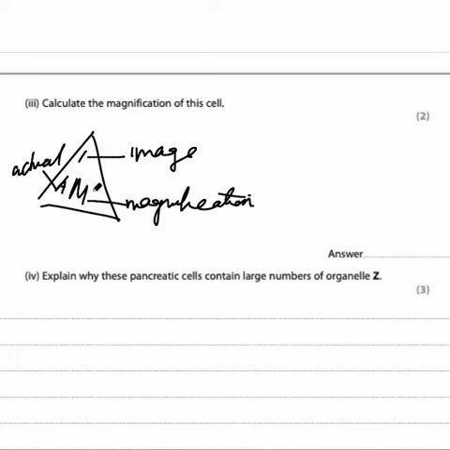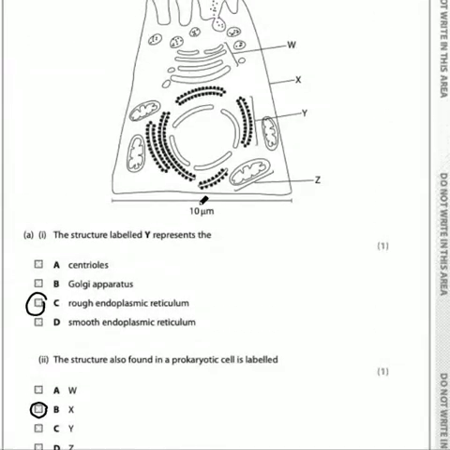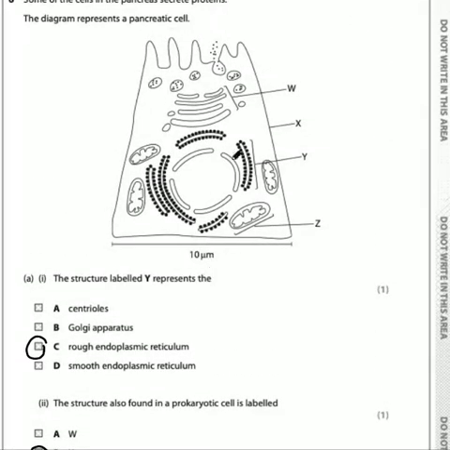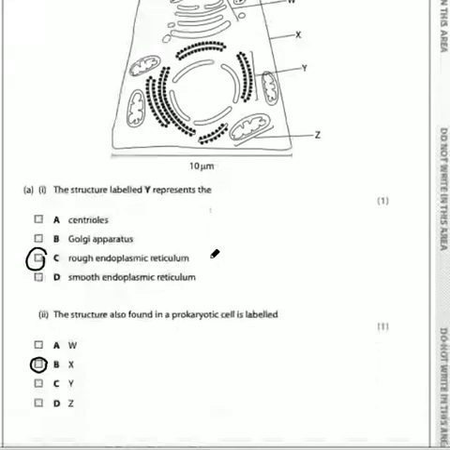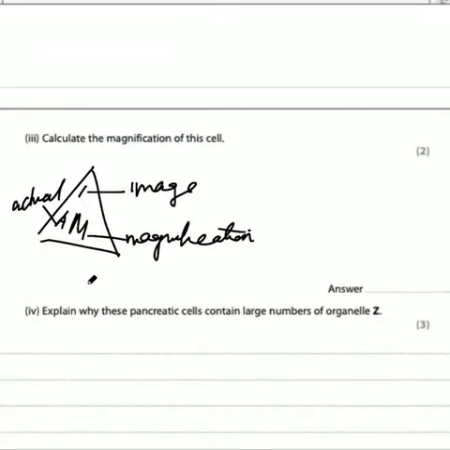Okay, and so you've come across triangles before in mostly physics where you cover up the thing that you want. So here the magnification, we cover it up, and so we know that in order to get magnification we have to do the image size divided by the actual size. And the image size is the one that you measure by a ruler, and the actual size is the one that's always given to you. So here they've given us 10 micrometers. The length of the actual pancreatic cell is 10 micrometers, and so automatically that's going to be our division, I over A, and A we have as 10 micrometers.